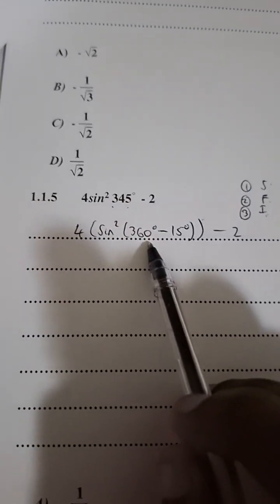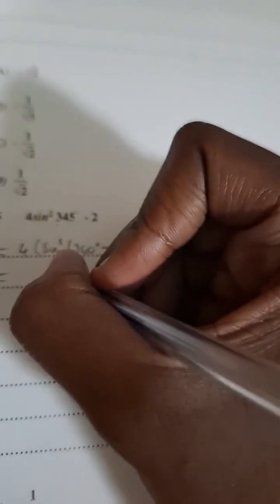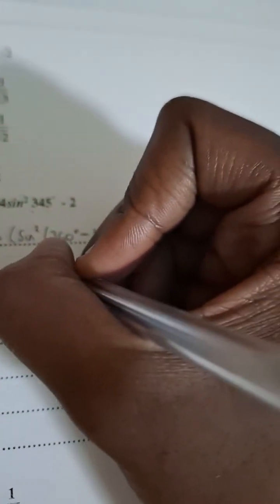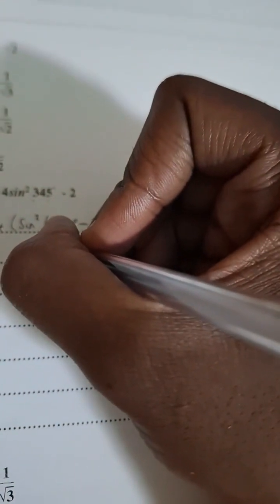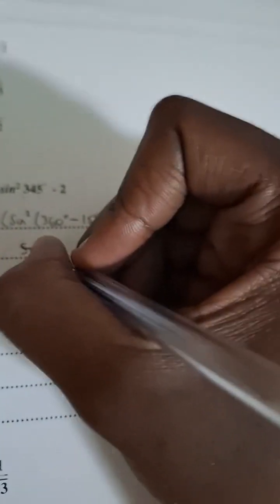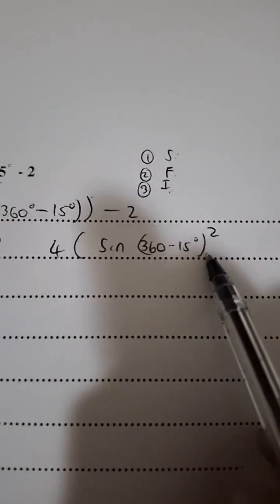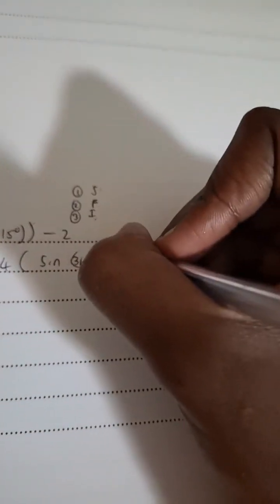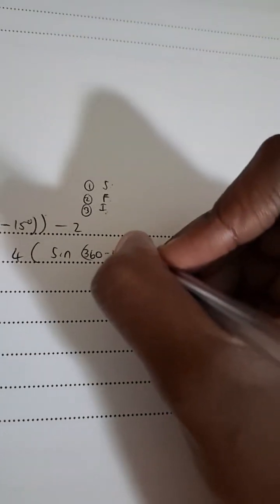Minus 2. That's still the simplification strategy we are using. So this becomes sine squared. Now, this is something you need to note, guys: when you have this squared, I'm just going to rewrite this, 4 into sine of 360 minus 15 degrees. You take the squared and you actually put it outside the entire trigonometric ratio.